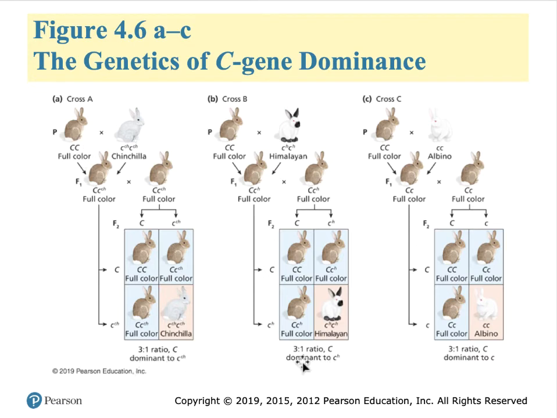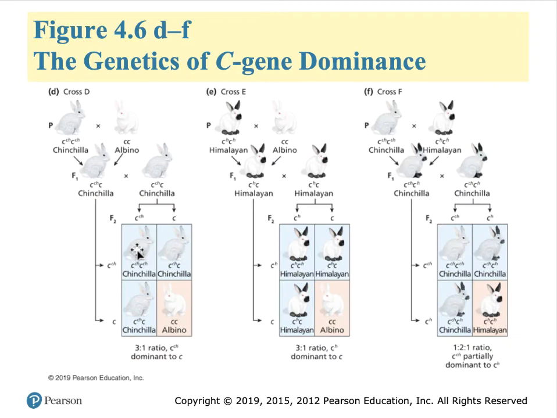A 3-to-1 ratio indicates dominance. Anything that departs from the 3-to-1 ratio will indicate some kind of alternative relationship between those alleles. For crosses A, B, C, D, and E, we're getting a 3-to-1 ratio, so they indicate a standard Mendelian association. But cross F is a strange one. It gives us a 1-to-2-to-1 ratio between the offspring.